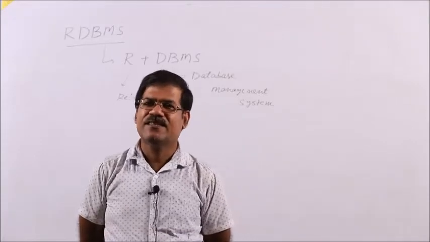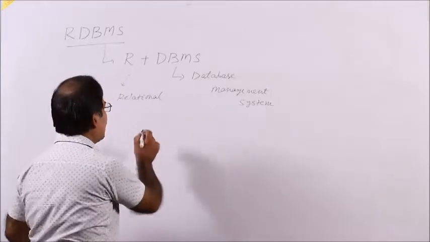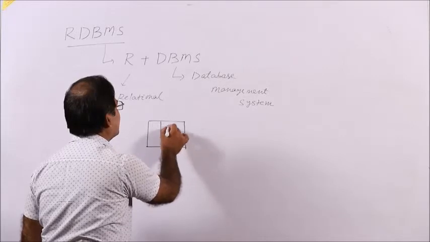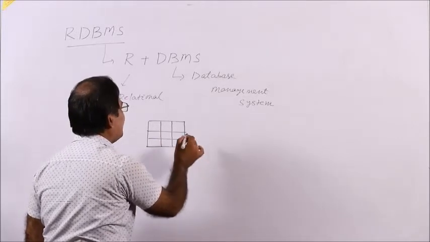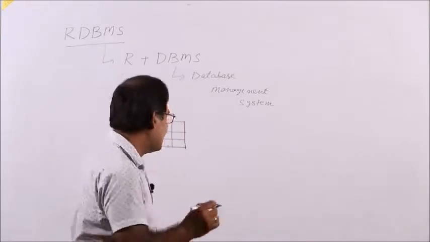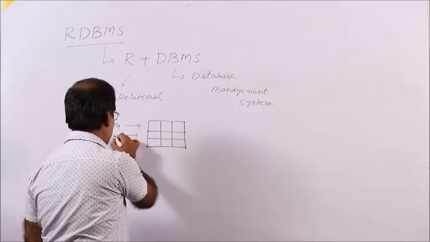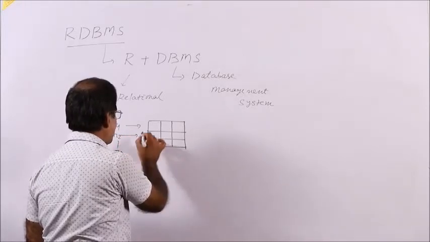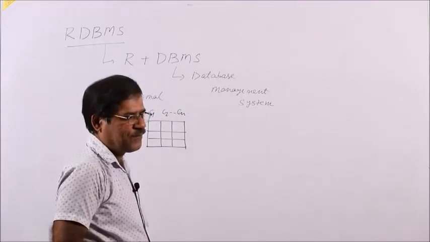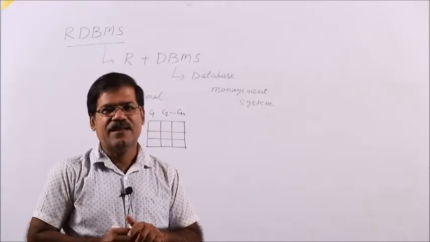A relation is a tabular format. You can store the data in a tabular form, meaning rows and columns. That is called your relation. This is row 1, this is row 2, and so on, n number of rows. Similarly, column 1, column 2, and so on, n number of columns. You can represent this in a tabular form.